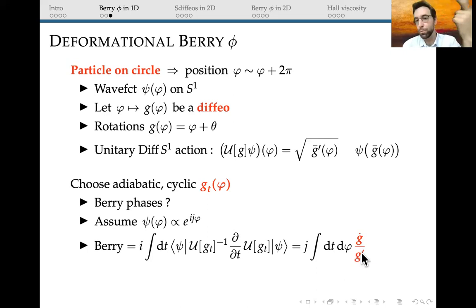By the way, I should mention that I'm writing this functional not only as motivation, but also because we're actually going to recover exactly this kind of Berry phase later on in the quantum Hall effect.